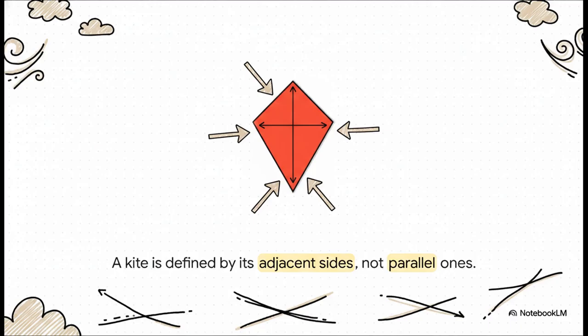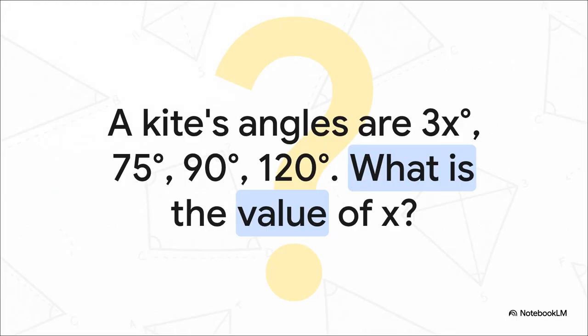Nada. Instead, a kite's definition is all about its adjacent sides. That is, sides that are right next to each other. See how there are two pairs of equal-length sides, and they're touching? That's the key. Let's dive right into a little puzzle to see one of the kite's coolest properties in action. Imagine you've got a kite, and you know its four inside angles are 3x degrees, 75 degrees, 90 degrees, and 120 degrees. How on earth could we figure out the value of x?